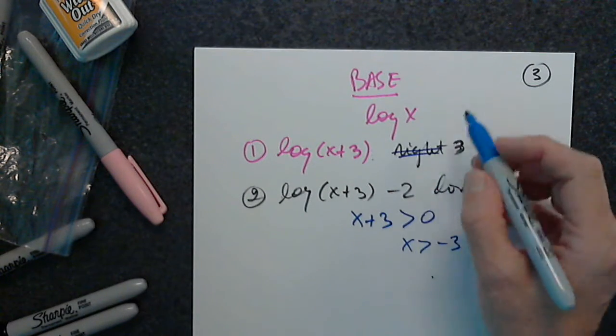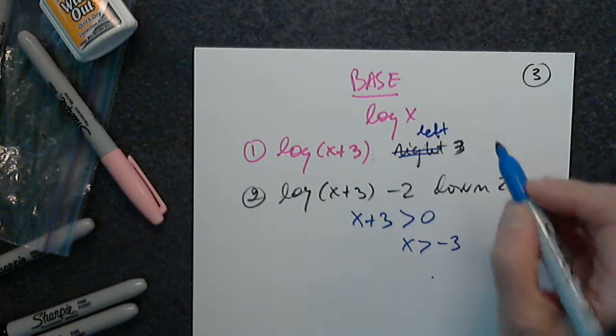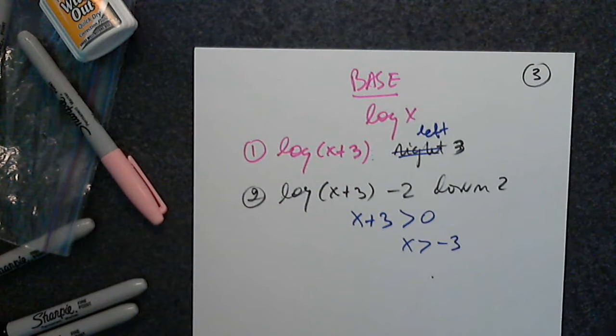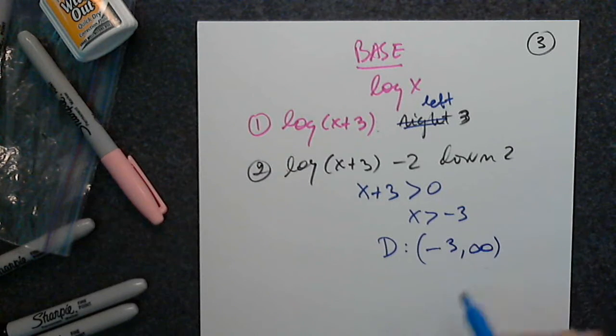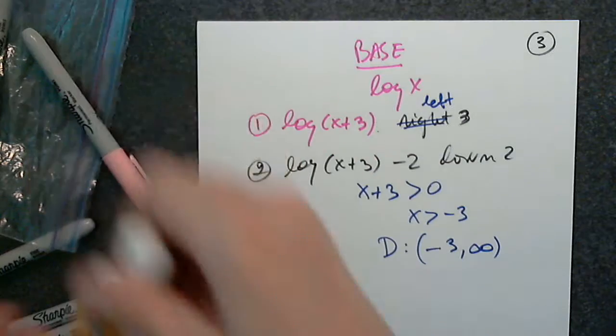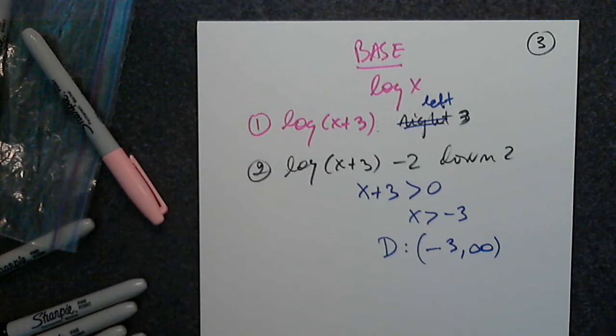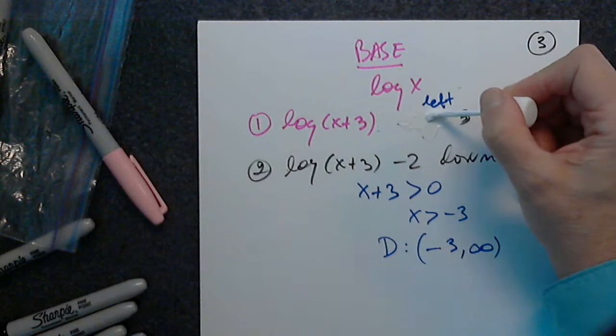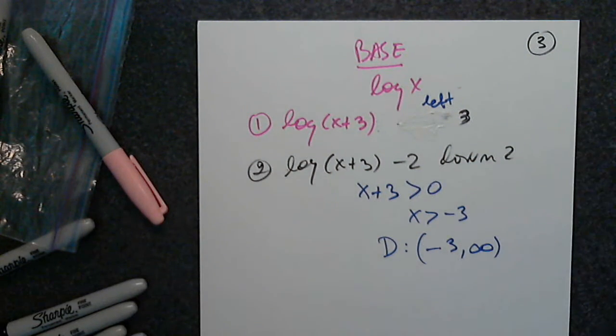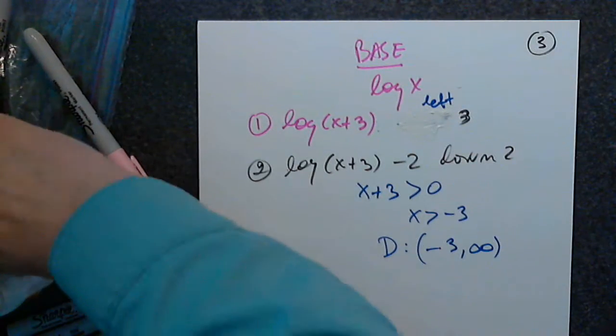So sorry here. Of course, this is left 3. My apologies. So the domain is negative 3 to infinity. So please make the correction. It's left 3. Sorry. Good. So then, let's graph the function.